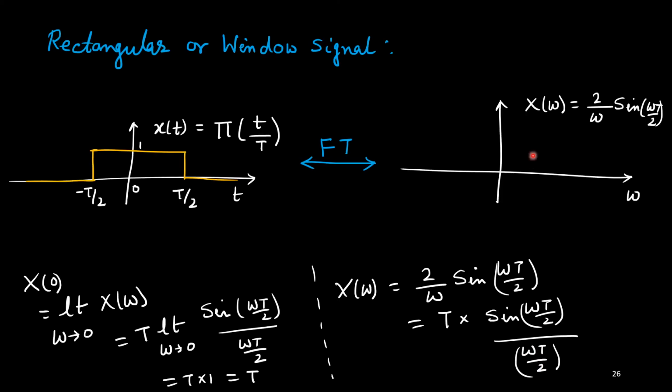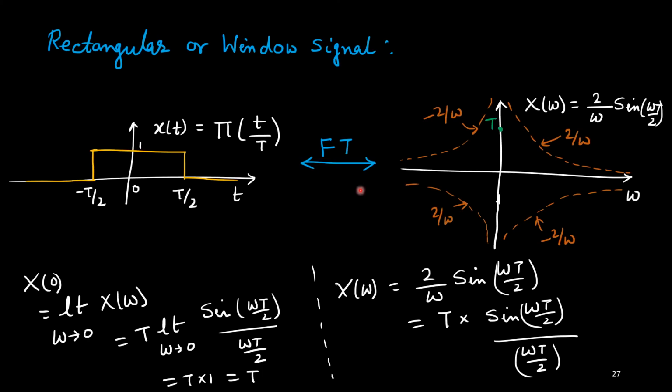We can take the limit. We can understand at omega equal to 0 what the value is. At omega equal to 0, this is a 0 by 0 form because sine of 0 is 0, and this is also 0. So we need to take the limiting case. Here T is outside, and sine x by x at the limit x equal to 0 is 1. So I will put that here: it is T times 1, equals capital T. So at omega equal to 0, its value is capital T. Okay, that we have understood.